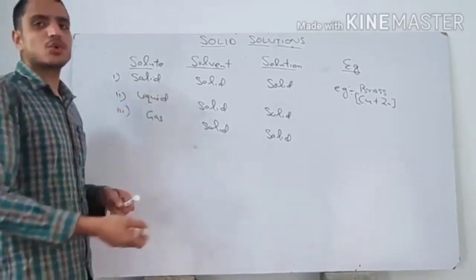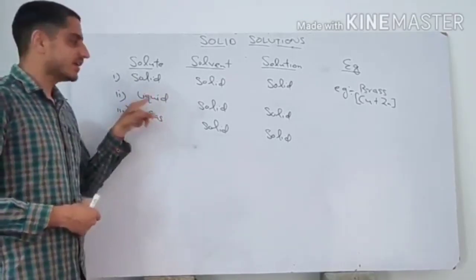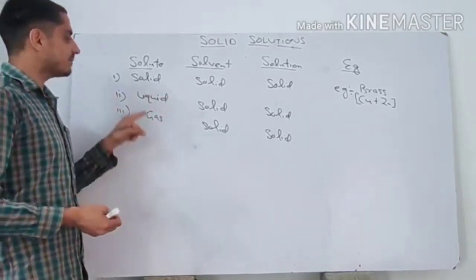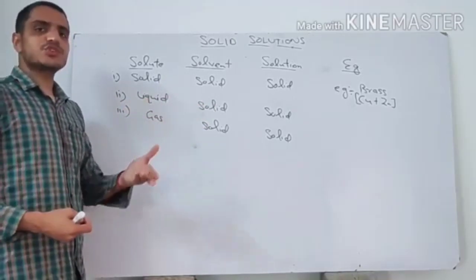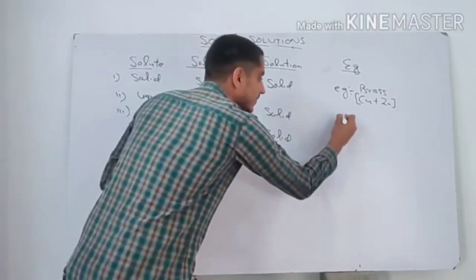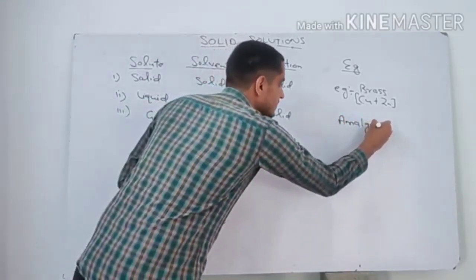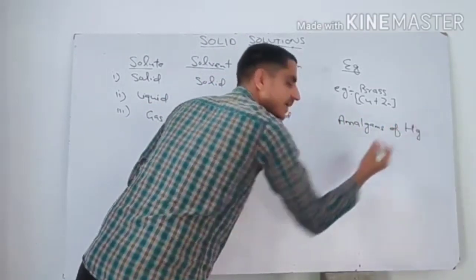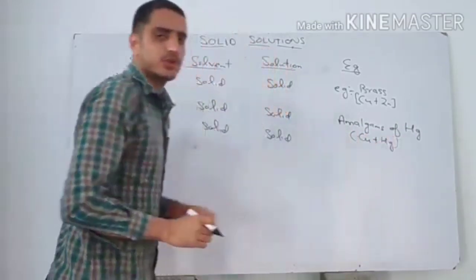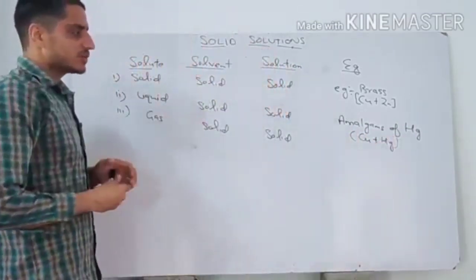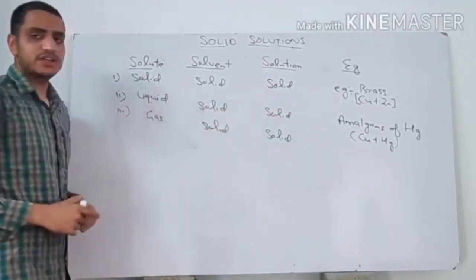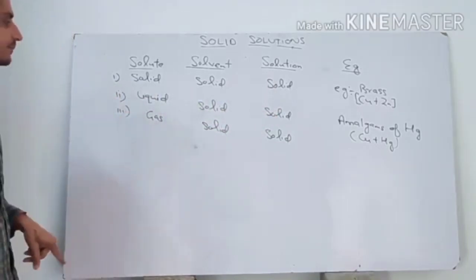For example, mercury plus copper. Mercury is in liquid state, copper is a solid. So when mercury and copper combine together and form a solution, that will be the example of a liquid in solid solution, and solutions of mercury are called amalgams. So we can say amalgam of copper and mercury. This is a solution between copper and mercury. So amalgams of mercury are the example of liquid in solid solutions, because mercury is in liquid state.